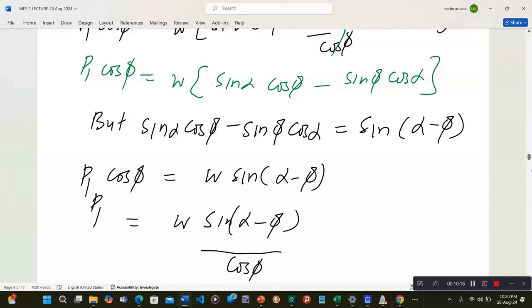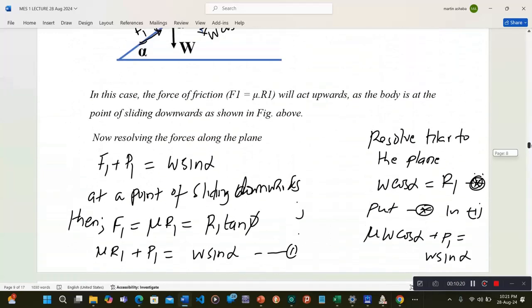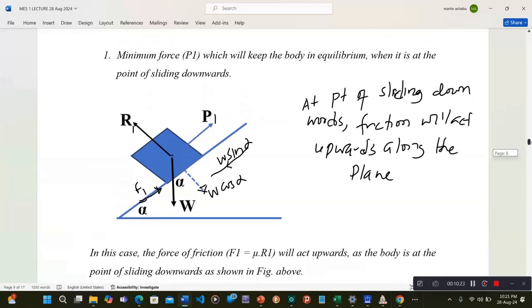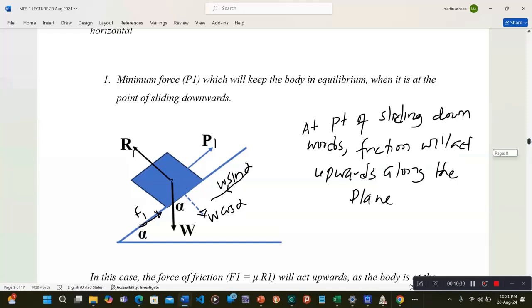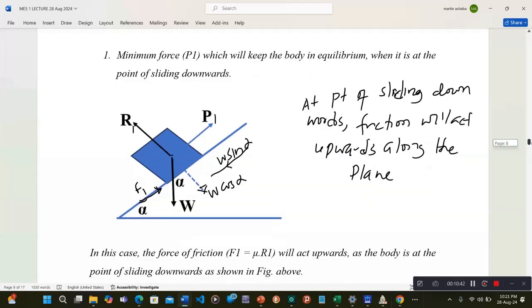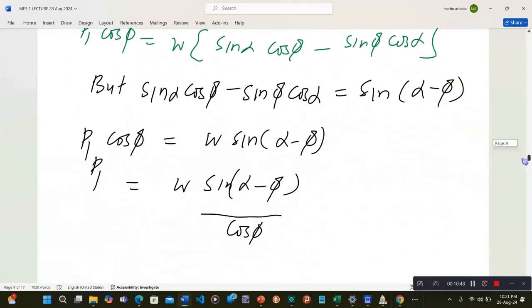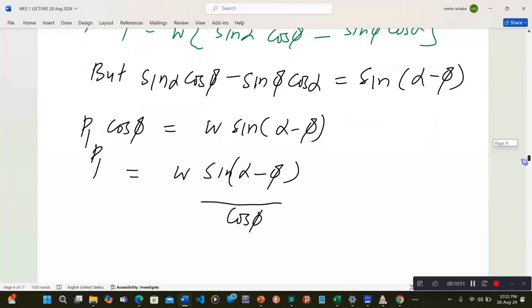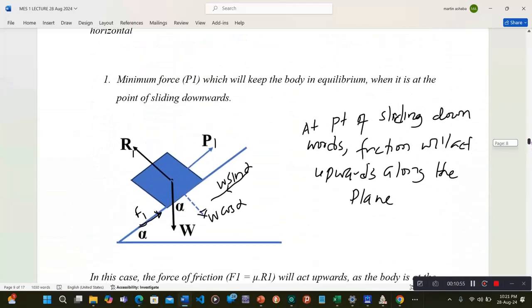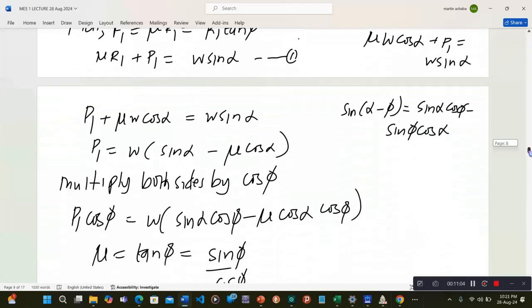So from today onwards, if we have a force acting on a body on an inclined plane in such a way that we keep the body in equilibrium at the point of just sliding downwards, then to get that force, given the angle alpha, given W, and the coefficient of friction, we are able to use this formula, W sine into alpha minus phi out of cos phi, to determine that minimum force P1. So that's how we do that.